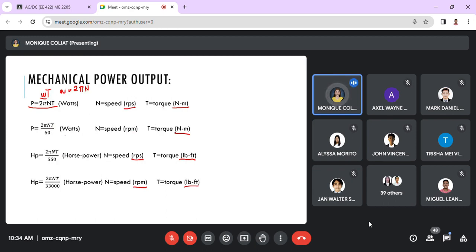Bakit po may over 60? Because dapat po ang ating speed is in terms of RPS. So if your speed is in terms of RPM, you have to convert it into RPS. That's why meron dito 60. Diba? Parang kinonvert mo lang si minute to second.